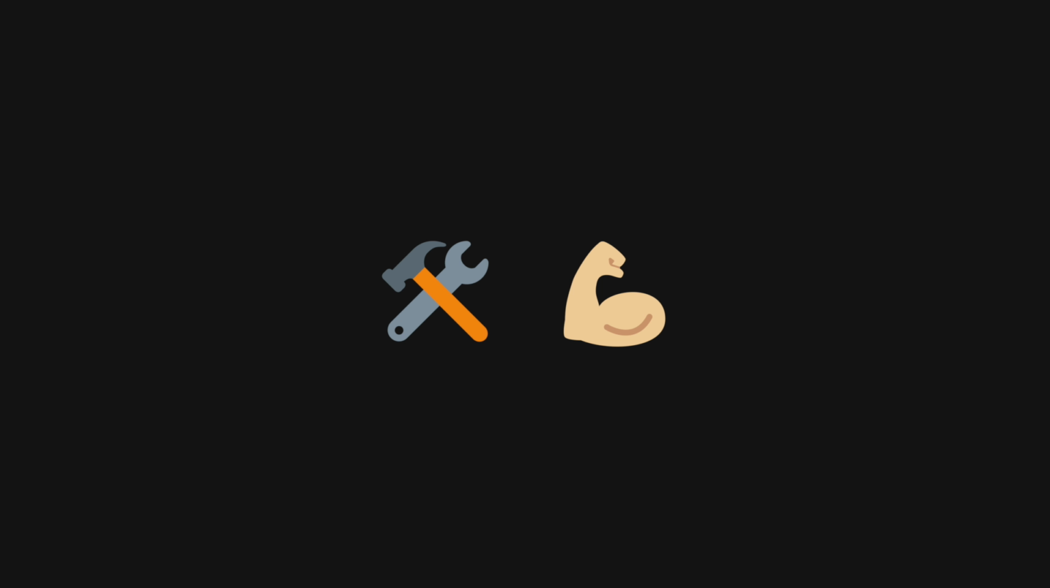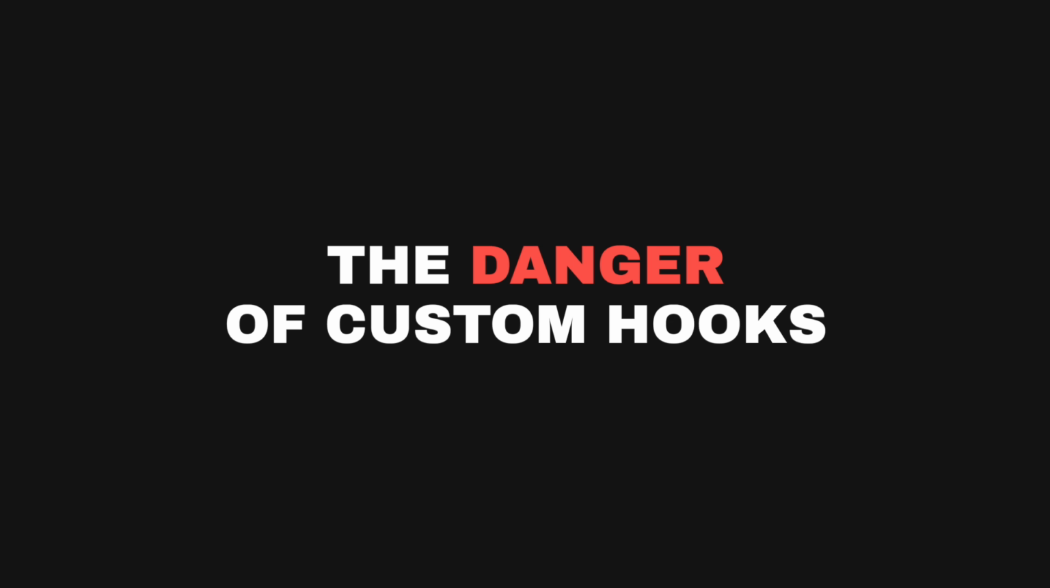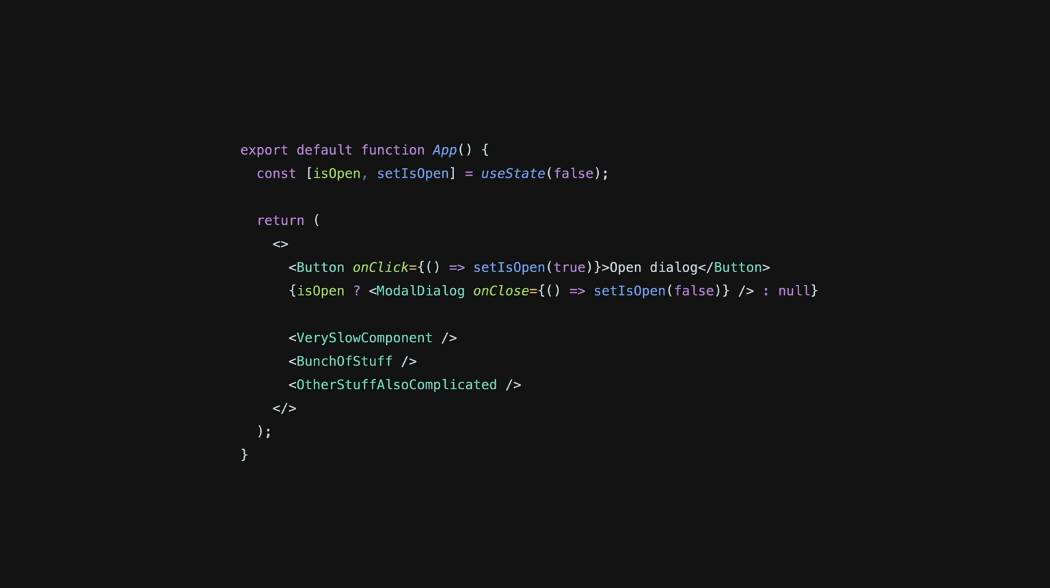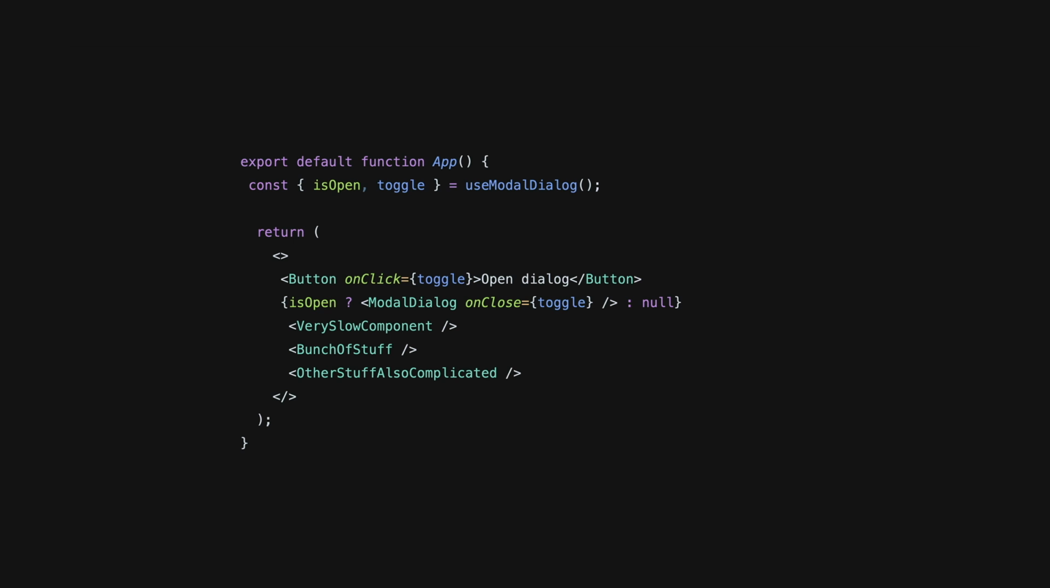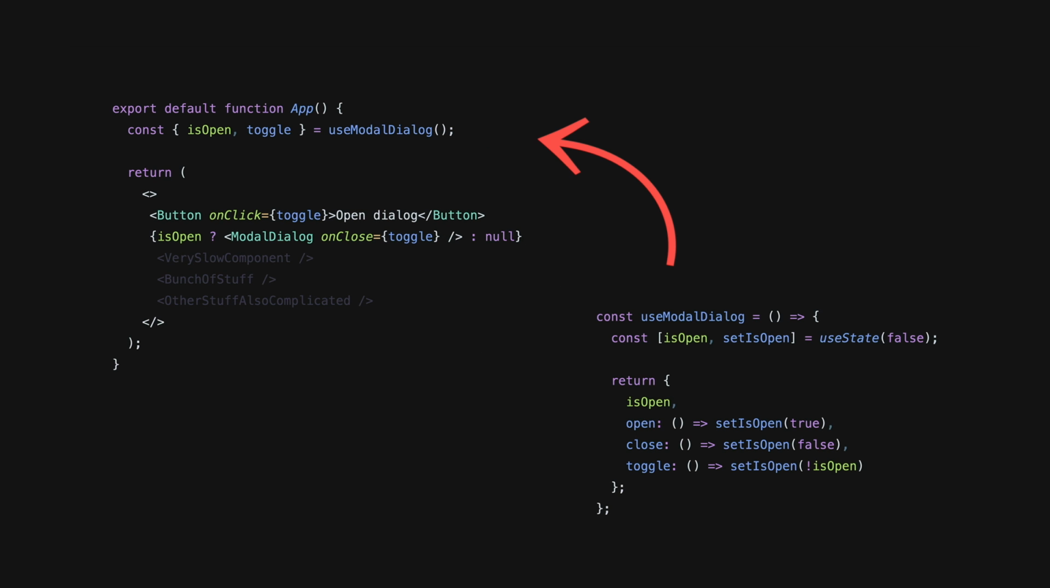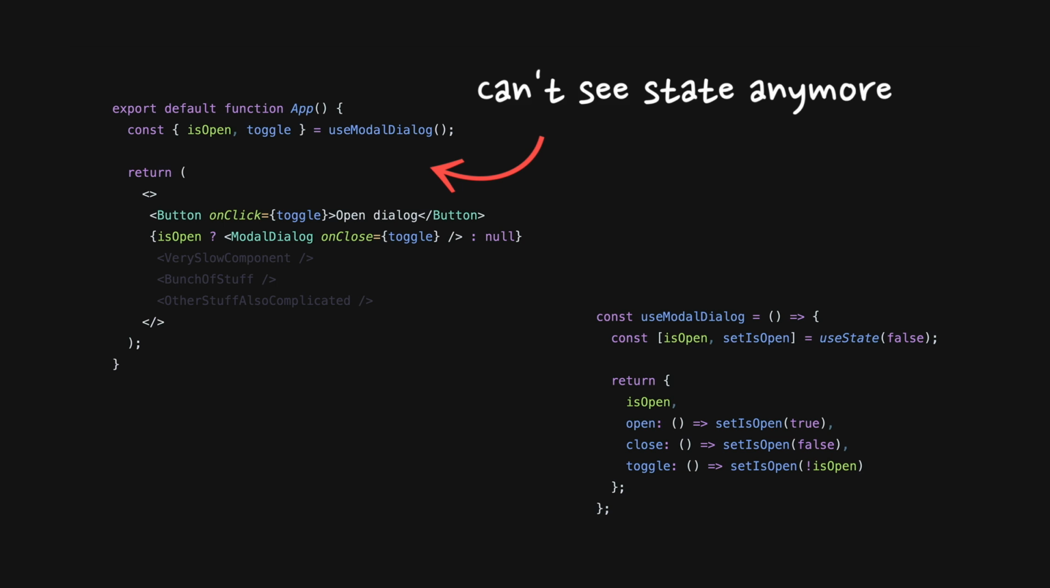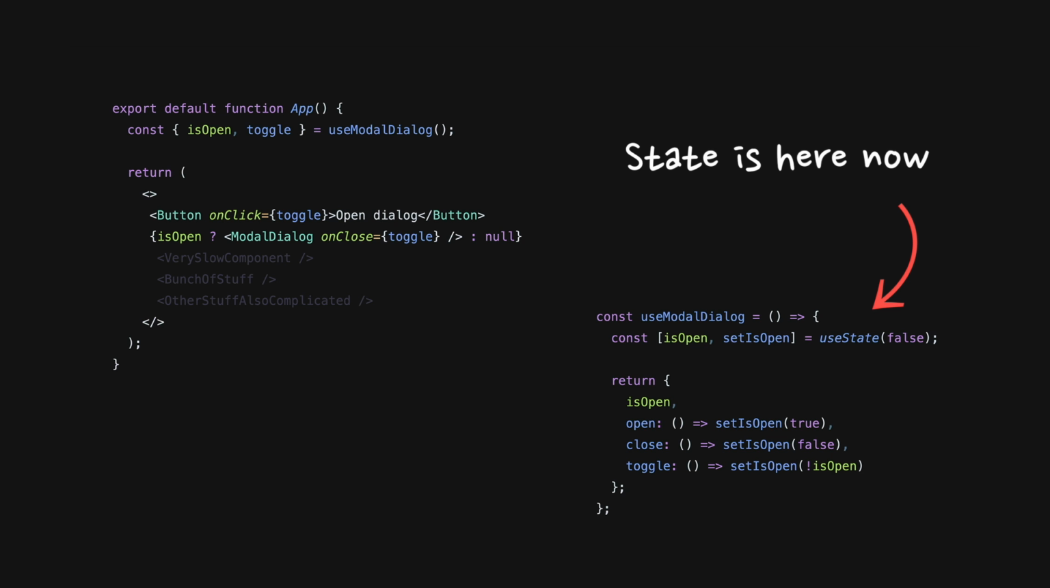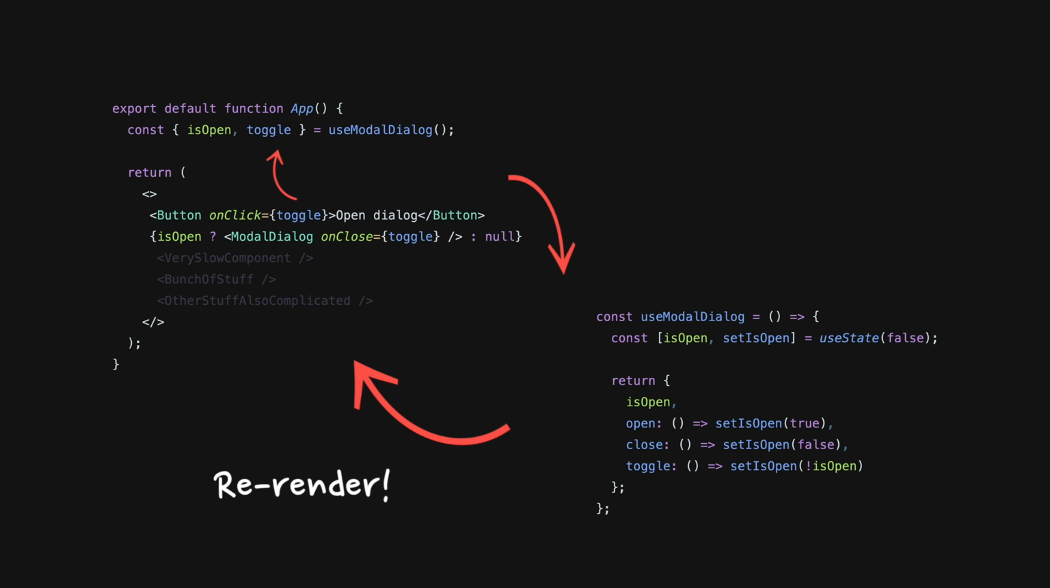But let's quickly take a look at another danger when it comes to state-related re-renders: custom hooks. Hooks are great when we want to abstract away state-related logic. For example, we might want to move our modal dialog state into a hook, to simplify the logic a bit and introduce a toggle function for convenience. Now, instead of triggering the state directly, it's hidden inside the hook. But it's still there. And every time we click on the button, the state is updated, and a re-render of the component that holds this hook is triggered as a result.